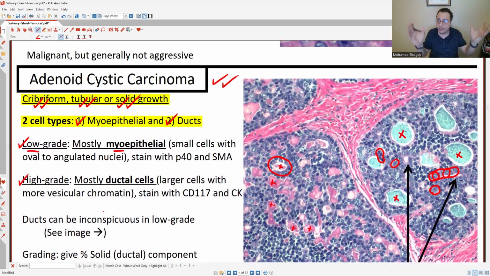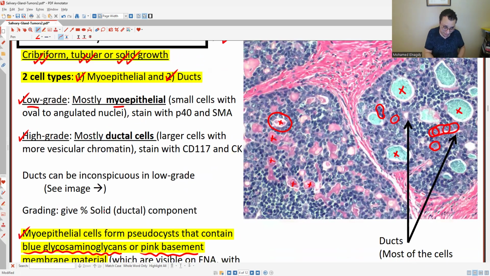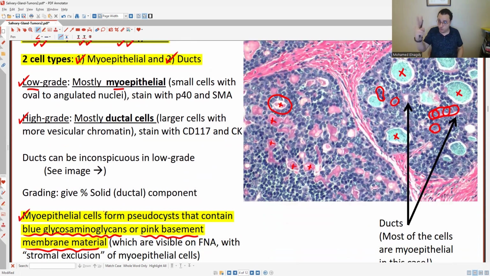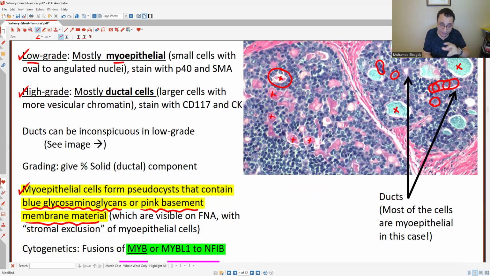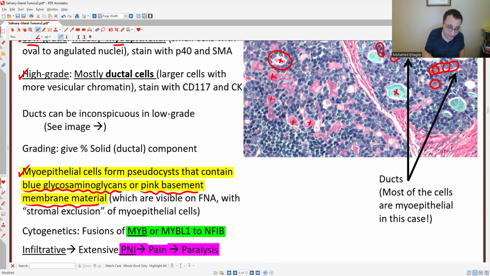But I'm telling you how I remember adenoid cystic. Adenoid, because it has these tubular gland-like lumens surrounded by cells. Cystic, because it has these pseudocysts filled with GAGs or basement membrane-like material. Two cell types, myoepithelial cell type and ductal cell type, and the grading depends on which cell is predominant: low myo, high ductal cell.